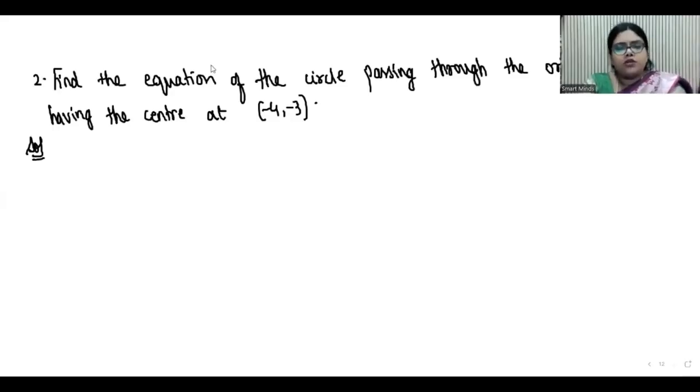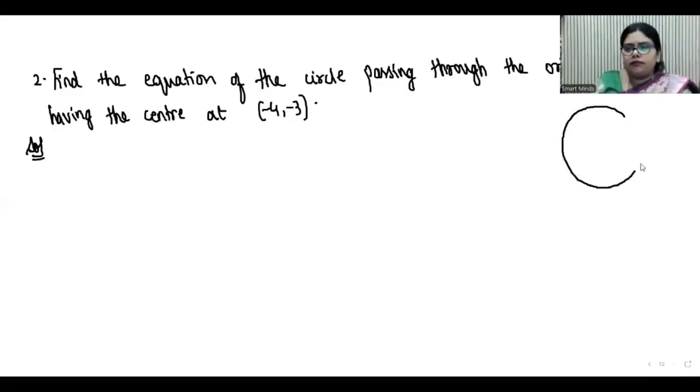Now take the next question. This is another model. Find the equation of the circle passing through origin and having center at (minus 4, minus 3). Whenever a center is given and a point is given, first you draw a circle. Take a center. Center is given as (minus 4, minus 3) and point is given as (0, 0). This is the point. Now if you join this center and this point, you get the radius, right?